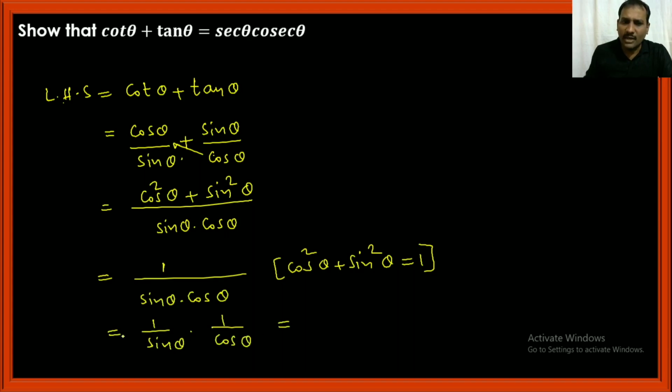What is reciprocal of sin theta? 1 by sin theta means what is that? Cosecant theta. Into what is 1 by cos? That is reciprocal of cos theta, secant theta. That is nothing but the RHS.